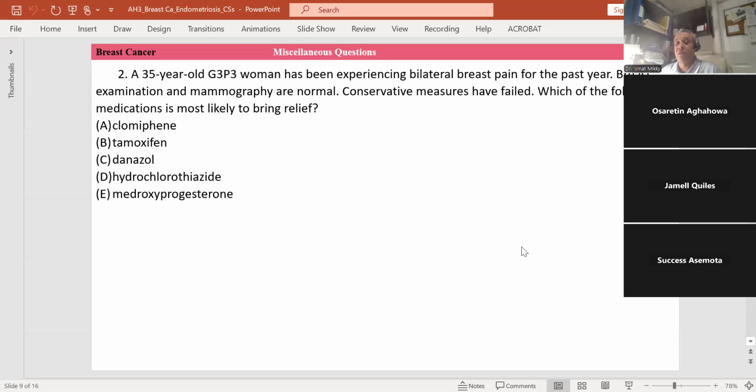Can it be number 2? Tamoxifen. Yep. So yes, breast discomfort is a problem that occurs premenstrually for many women. That's known discomfort.